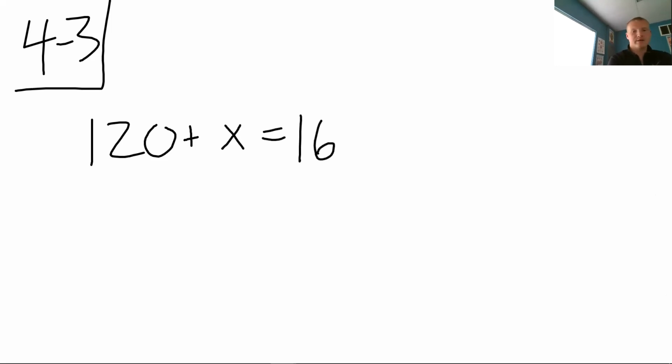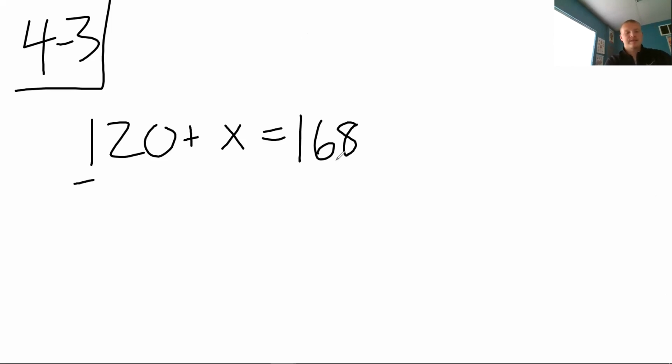So a value for the variable that makes an equation true is called a solution. So that's the solution when you show that it's equal. Okay, so an example here is we have 120 plus x equals 168. Yeah, Courtney? Yes. 120 plus x equals 168. Okay, so we need to figure out what x is.